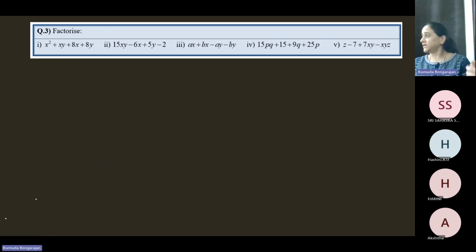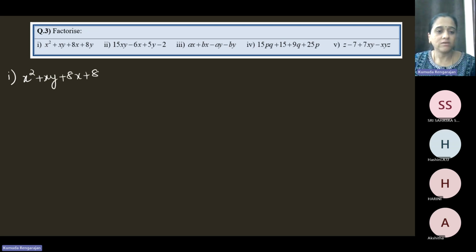I'll just help you recollect the method of grouping by working the first one. The rest you'll be trying by yourself. See the first one. How many terms in the expression? 4 terms. So we want to try to factorize this by grouping, that is, grouping the first 2 terms and the last 2 terms, again by taking out the HCF. So the first one, x squared plus xy plus 8x plus 8y. We'll group the first 2 terms and the last 2 terms.